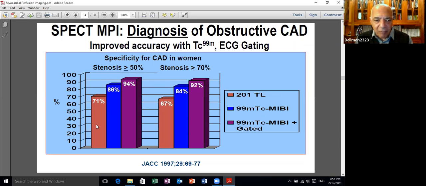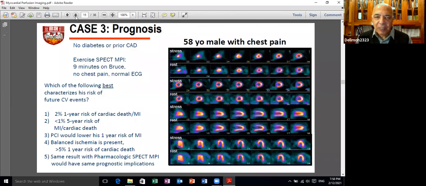At the time, thallium was being used, and then technetium was being used, and then gated technetium was being used. The calculated specificity with its limitation is rising. So despite the fact that we have some problems with the value of the test, over time there has been tremendous progress in the accuracy of the test. So that's why we have to use the test in context of the results of other parameters that are being tested. Here is another example.